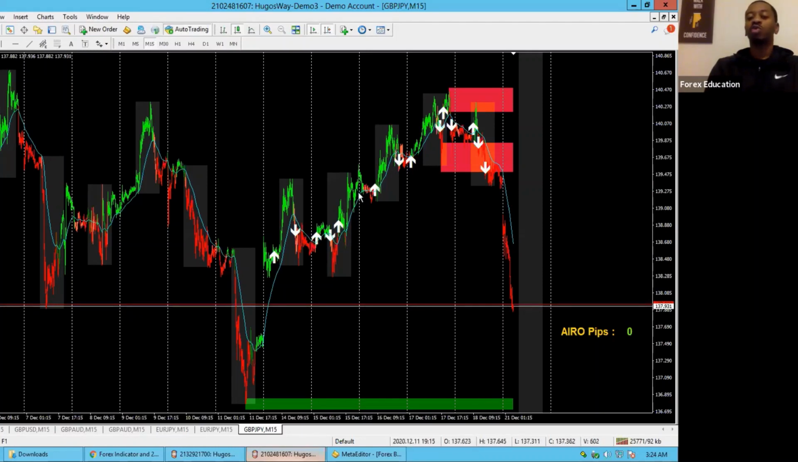Last week, we had more green than red the majority of the week. And you can see here, price was going up. Now it's heading the opposite direction. This is what price does all the time. Up, down, up, down.